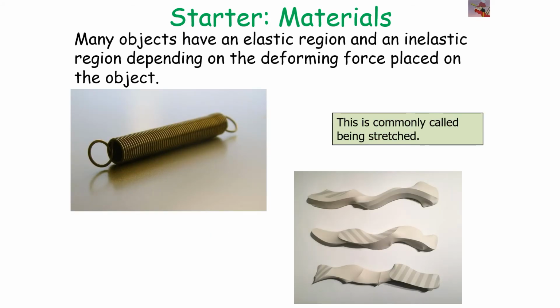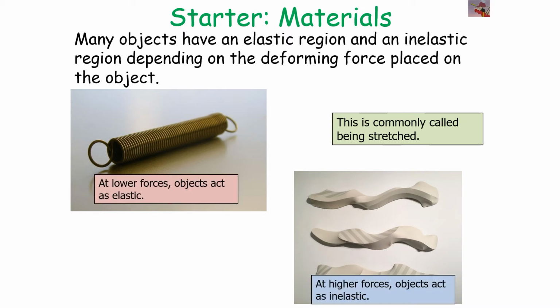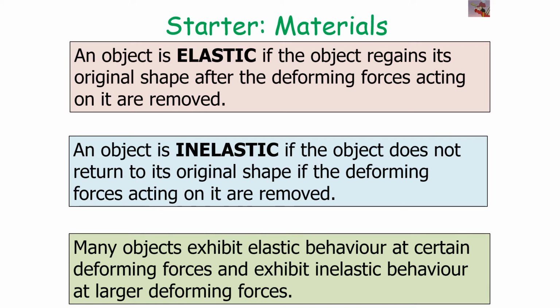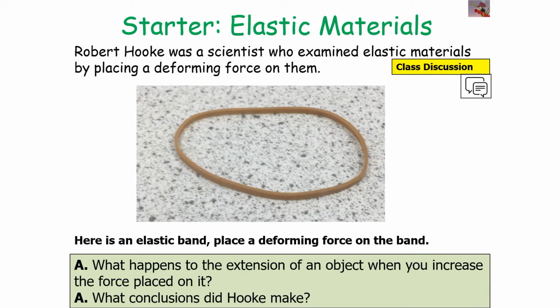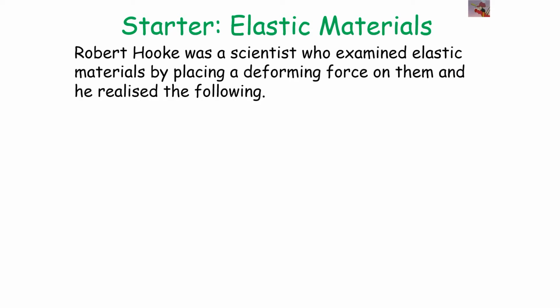Many objects have an elastic region and an inelastic region depending on the size of the deforming force being placed on the object. So with lower forces, objects tend to act as elastic, whilst at higher forces objects tend to act as inelastic. So many objects will exhibit elastic behaviour at certain deforming forces and exhibit inelastic behaviour at large deforming forces. Now Robert Hooke was the first scientist who examined elastic materials by placing a deforming force on them, and he observed the following ideas.